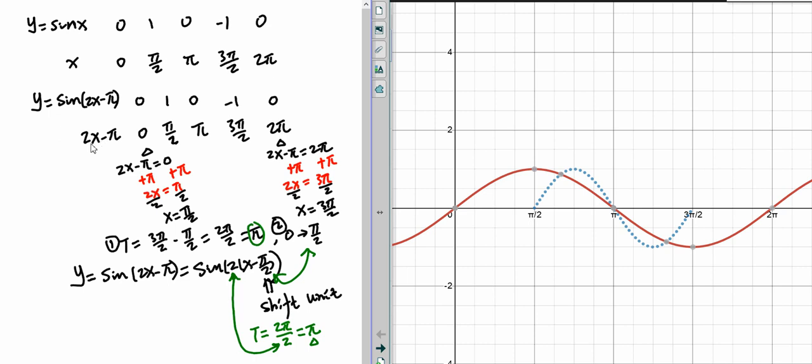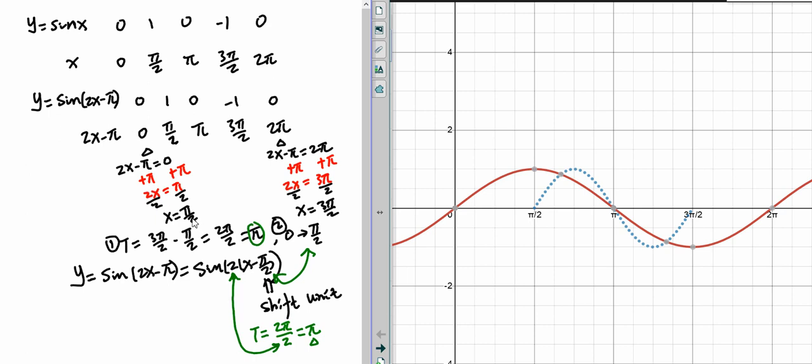We know if 2x minus pi is 0, then we set up 2x minus pi equals 0. We add pi on both sides. It gives us 2x equals pi. Divided by 2 on both sides, x is pi over 2. So in order to have the big quantity 2x minus pi be 0 here, we do need x to be pi over 2.